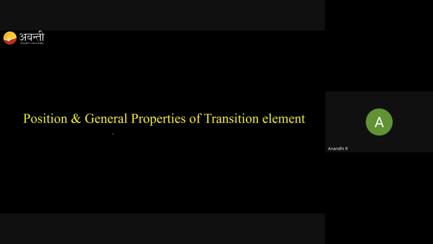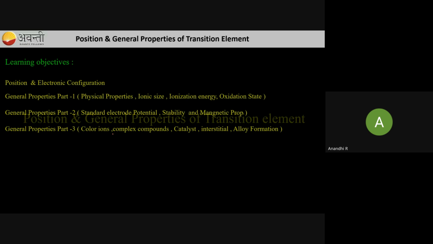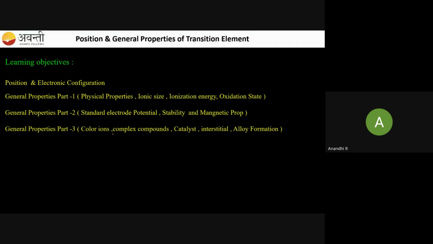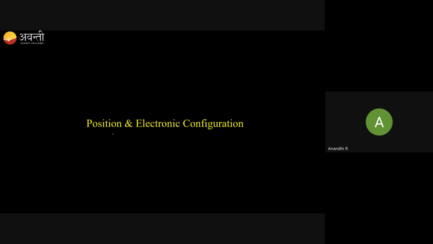First of all, we are going to see the position and general properties of a transition element. Under this topic, I am going to discuss the position and electronic configuration of D block and F block elements and some general properties. I have divided the general properties into three parts. In the first part, physical properties till oxidation states are covered. In the second part, standard electrode potential till magnetic property. And in the third part, we'll discuss color formation of colored compounds, that is colored ions, till alloy formation. I'll start with the first topic for today's class, that is position and electronic configuration of D block elements.